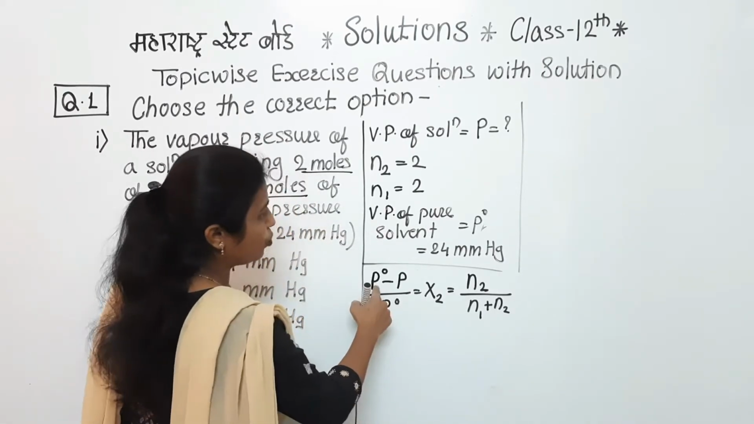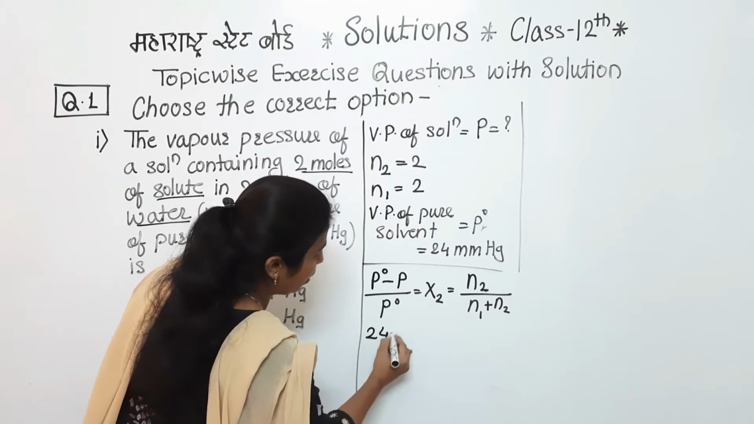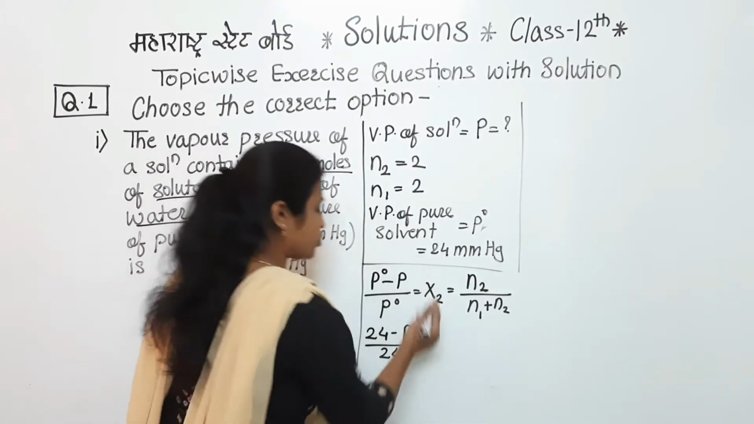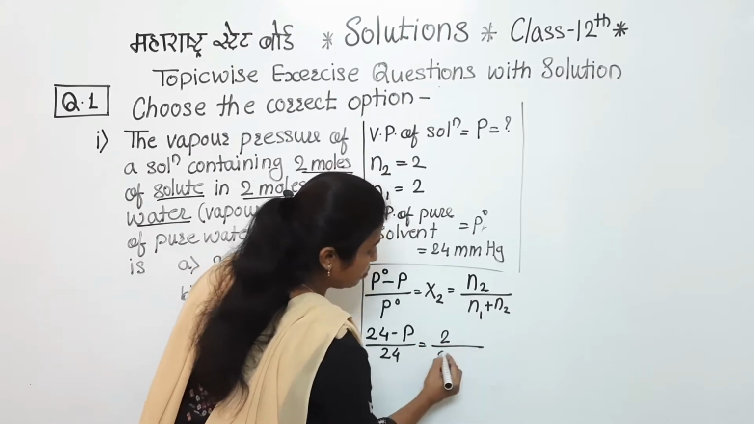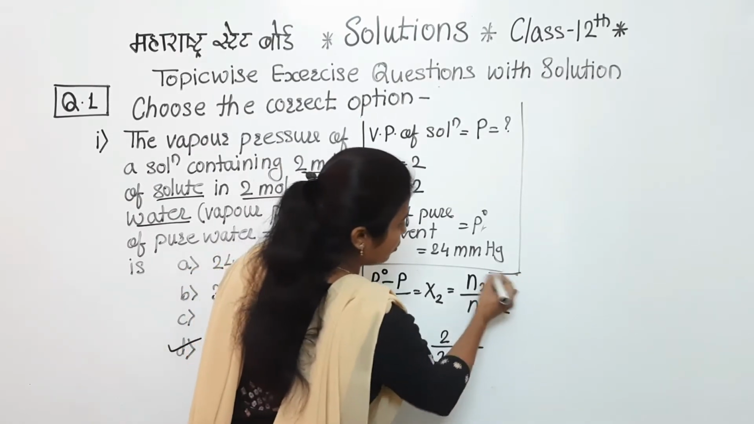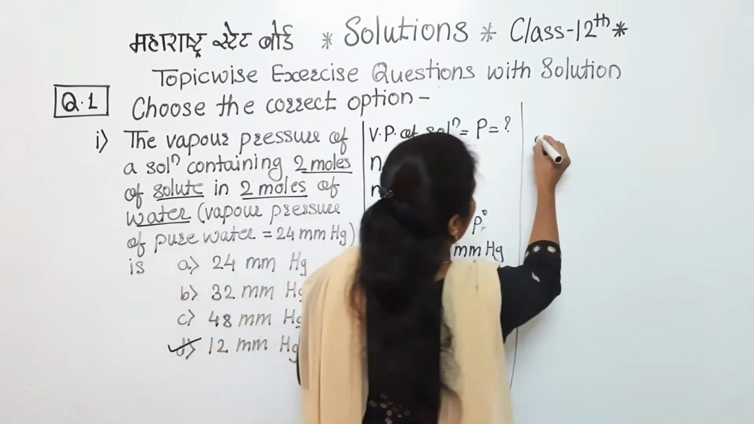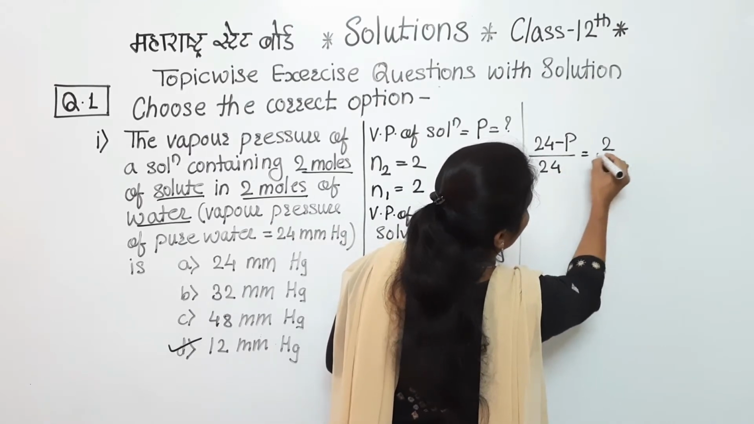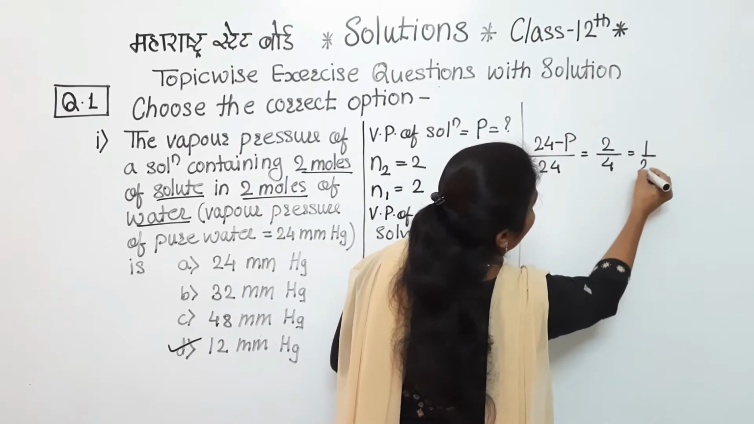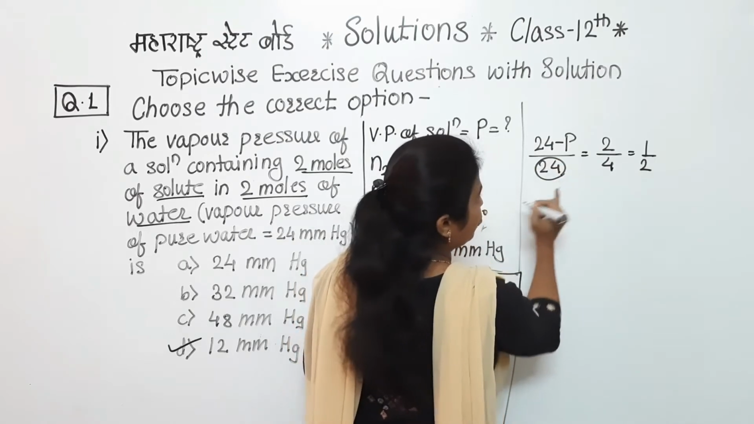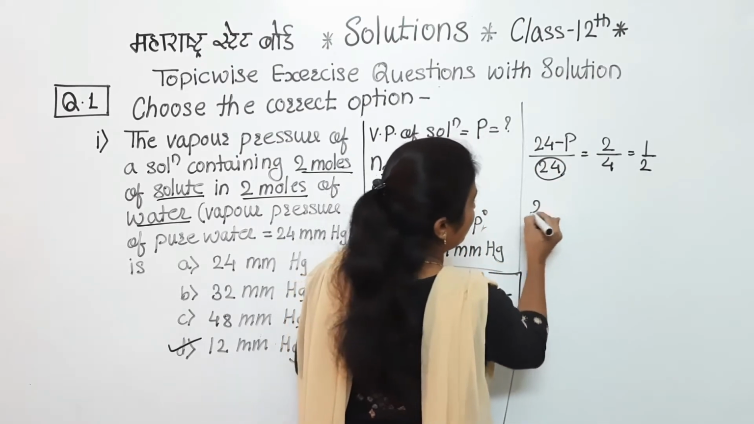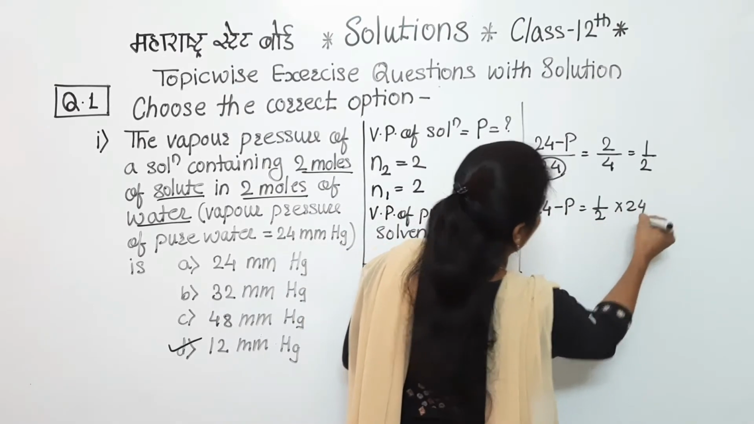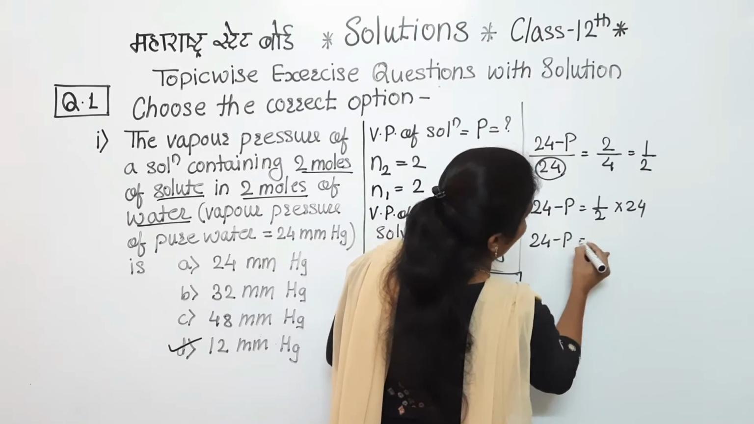Here P naught, how much is it? It is 24. Minus P, which we have to find out, divided by 24. Instead of X2 we will write 2 divided by (2 plus 2). After simplification we get (24 minus P) divided by 24 is equal to 2 by 4, that is nothing but 1 by 2. Now we shift that 24 to the right hand side. So 24 minus P is equal to 1 by 2 into 24, that is nothing but 12.